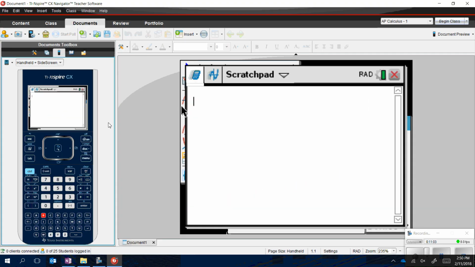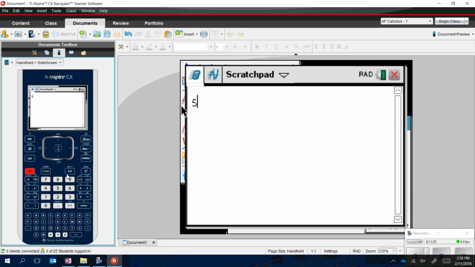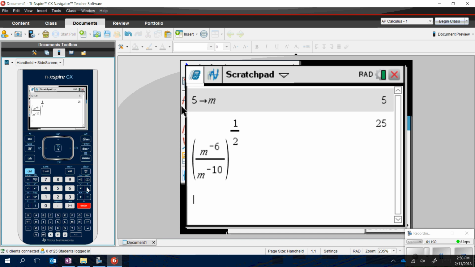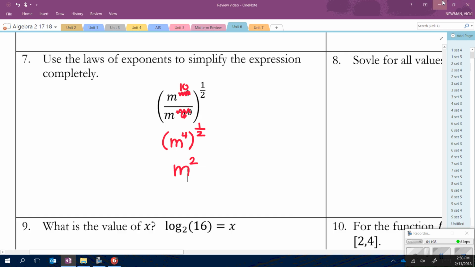So let's clear this out. Go here. I'm going to pick, oh, what's an ugly number? 5. I'm going to store it for m. The first thing written on the paper was m to the negative 10. I'm sorry, m to the negative 6 over m to the negative 10, to the 1/2. Okay, it's 25. Is that the same as m squared? Yes. I know I did it right.